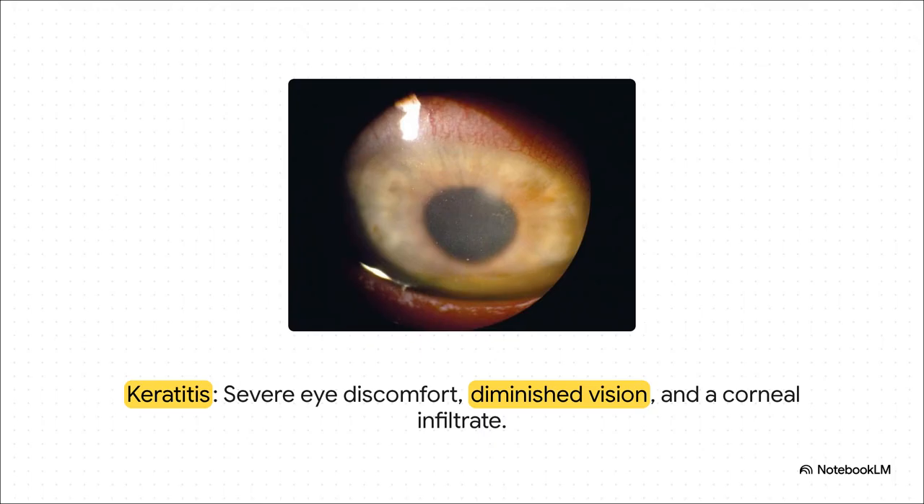Next up, keratitis. That's just a fancy word for inflammation of the cornea. The buzzwords here are major eye discomfort, blurry vision, and so often a history of wearing contact lenses. If you look closely, you might even see an opacity on the cornea, like that little white spot there. This is a true sight-threatening emergency.